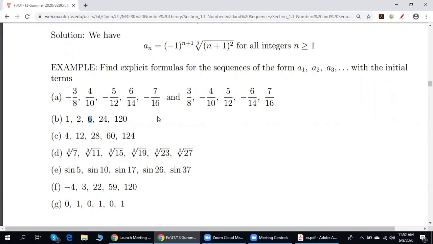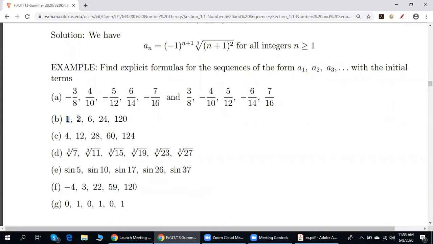and so on. In order to jump from 1 to 2, we multiply by 2. In order to jump from 2 to 6, we multiply by 3. In order to jump from 6 to 24, we multiply by 4, and so on. So the formula is a_n is equal to a_(n-1) times n.